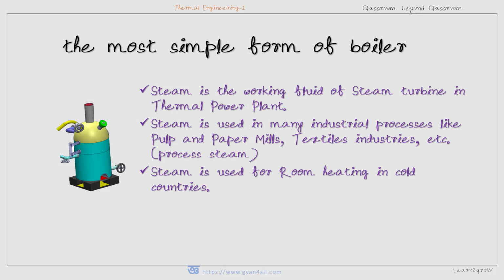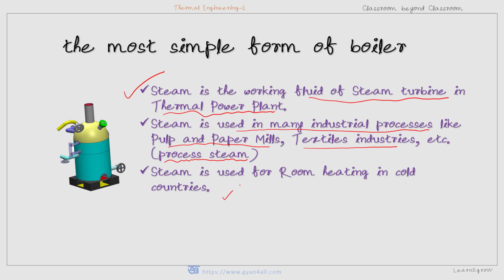The steam produced by a boiler has many uses. For example, steam is the working fluid of steam turbine in the thermal power plant for generation of electricity. Steam is used in many industrial processes, for example, pulp and paper mills, textile industries, jute mill, etc. And all this steam as a whole is called the process steam. Steam is also used for room heating in many cold countries.